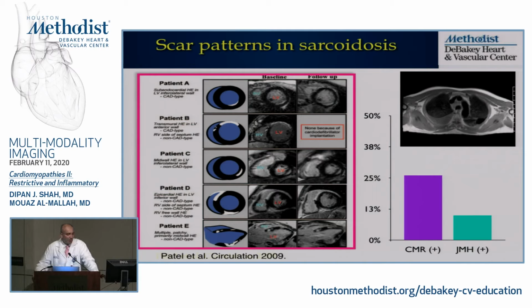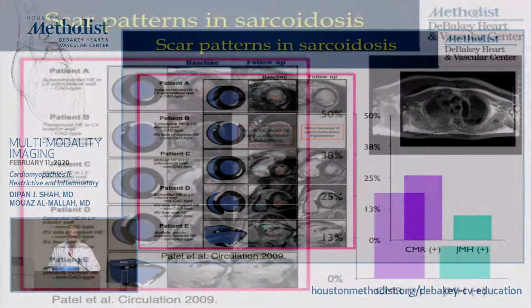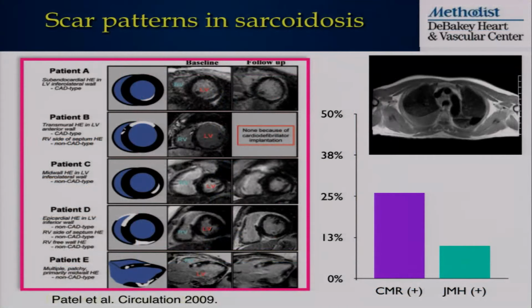This was one of the first ones, which is about 10 years old now, which looked at a series of patients with known extracardiac sarcoid and used CMR to identify the presence of myocardial damage, basically late gadolinium enhancement. And what they found, several interesting findings. One is obviously that the patterns of hyperenhancement that you can see are quite variable. It can be subendocardial, it can be transmural, mid-myocardial, it can affect the RV, there can be multiple patchy foci that are present.